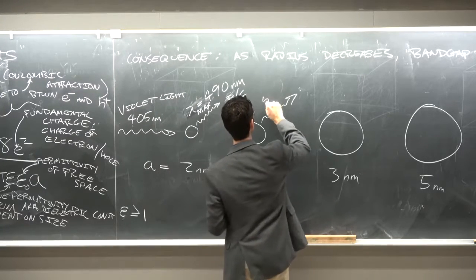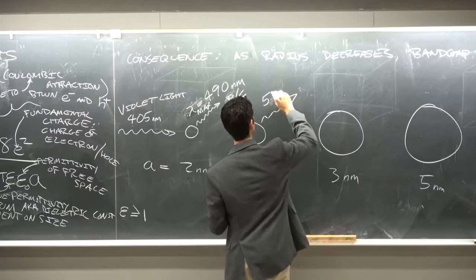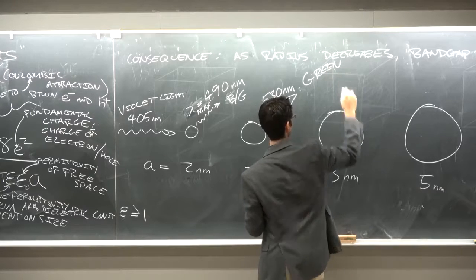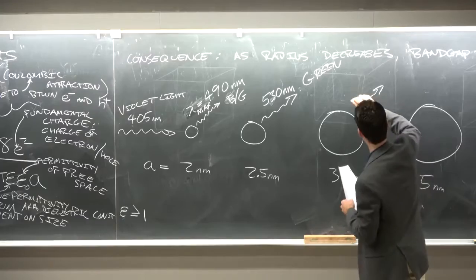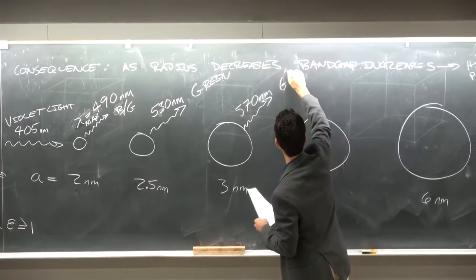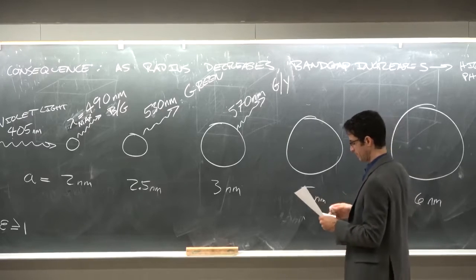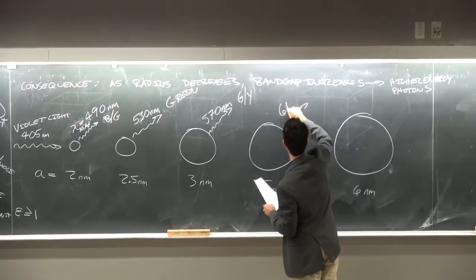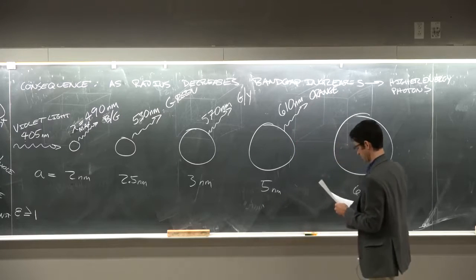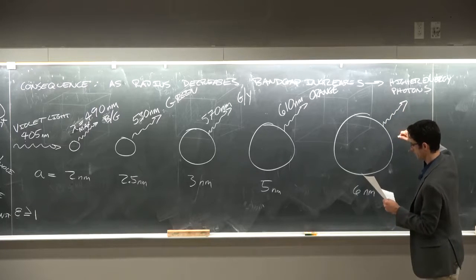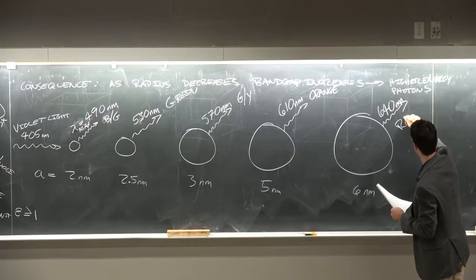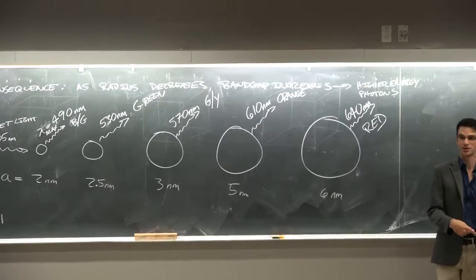Similarly, for the 2.5 nanometer quantum dot, the band gap gets smaller, and you get 530 nanometers, which is solidly green. Three nanometer, you get a 570 nanometer photon, which is somewhere in the green-yellow regime. The 5 nanometer quantum dot, you get a 610 nanometer photon, which is orange. And the 6 nanometer quantum dot, you get a 640 nanometer photon, which is red. Visible range, again, is about 400 to 700 nanometers.